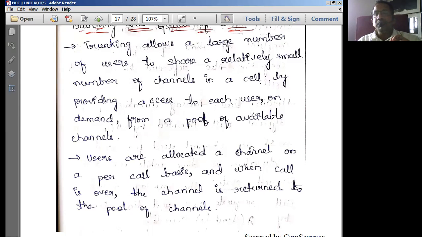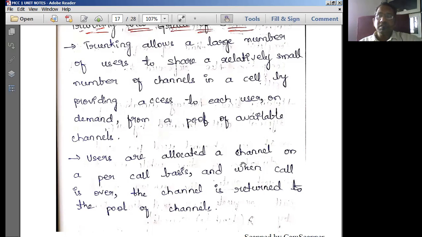That means we normally have a limited number of channels in a cell. So trunking is going to share a relatively small number of channels in a cell with a large number of users. Now imagine there are so many mobile users, but all of them share a limited number of channels in a cell. The mobile users can keep increasing. But as the number of mobile users increases drastically, we really cannot increase the base stations or cellular towers which we see around us.